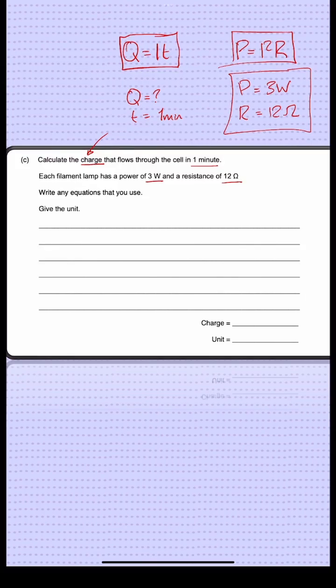So yeah, which equation should we probably use first? We're trying to find out charge, so we're probably going to have to use this one second. So this is probably the second equation we need to use.